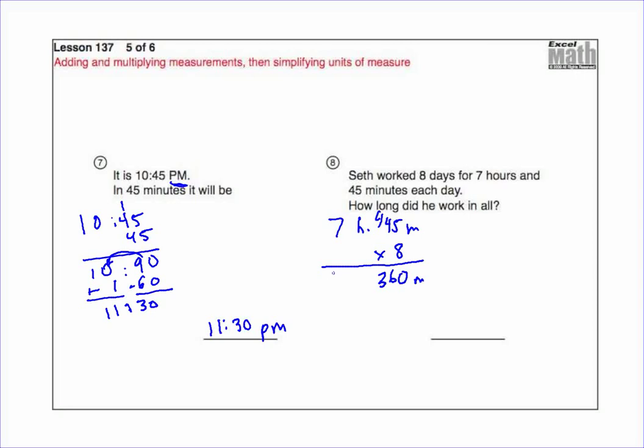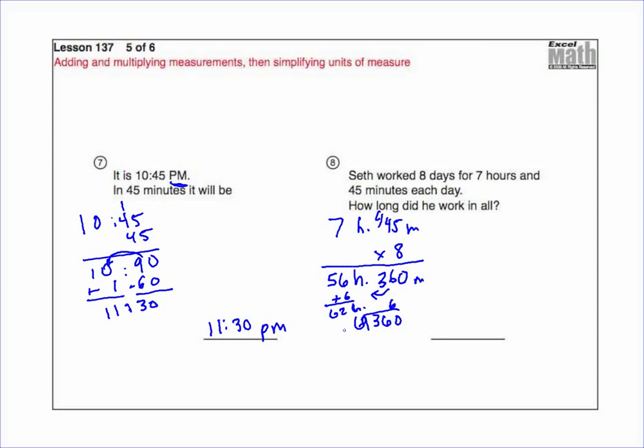7 times 8 is 56. So I got 56 hours, 360 minutes. All right, how many minutes are there in an hour? There's 60, right? So I'm going to do 360 divided by 60, and of course that comes out to be 6 hours, because 6 times 6 is 36, so 6 times 60 is 360. So I'm moving 6 hours from here over to here, add the 6 hours on, and I get 62 hours.